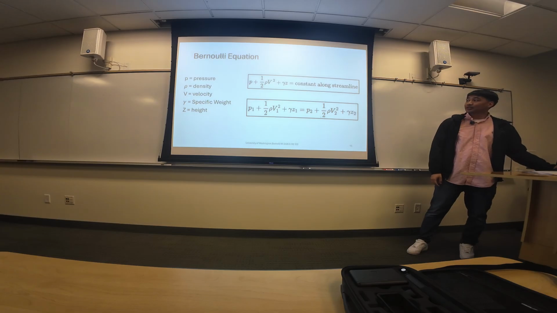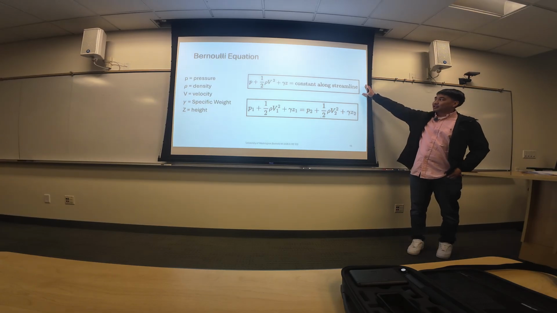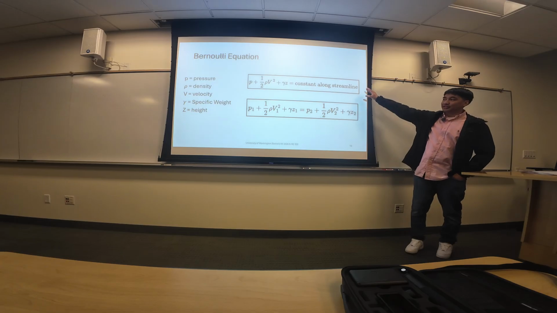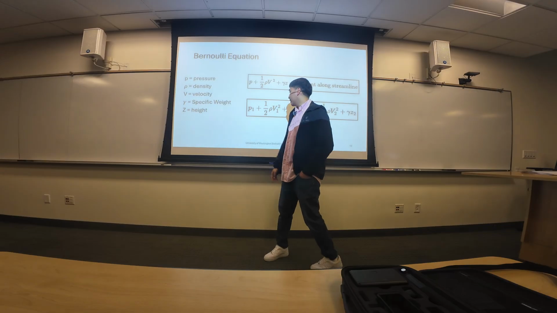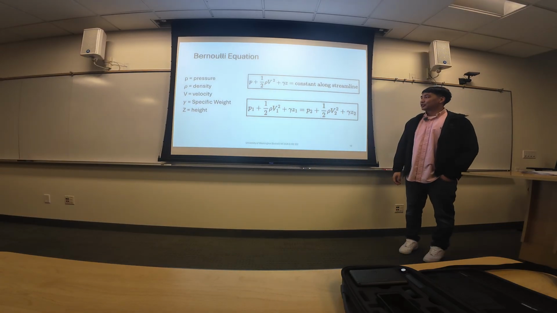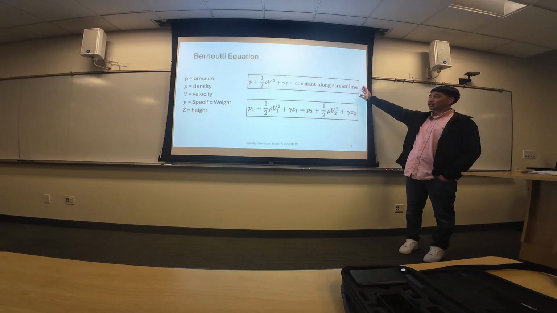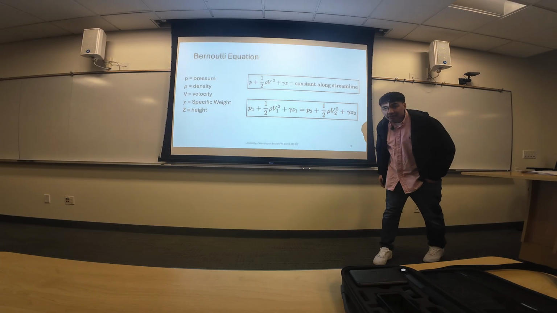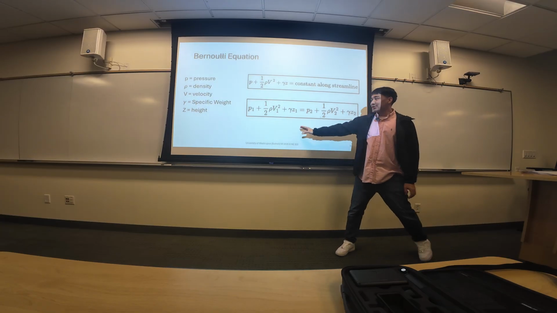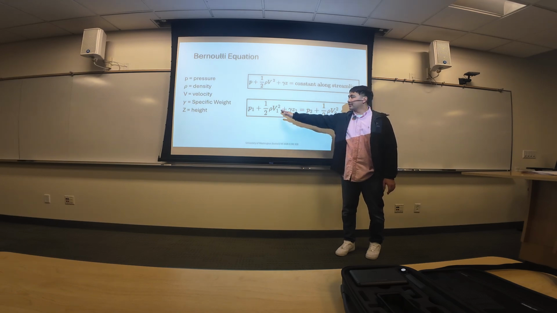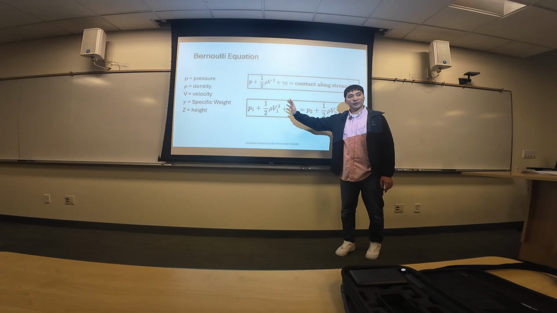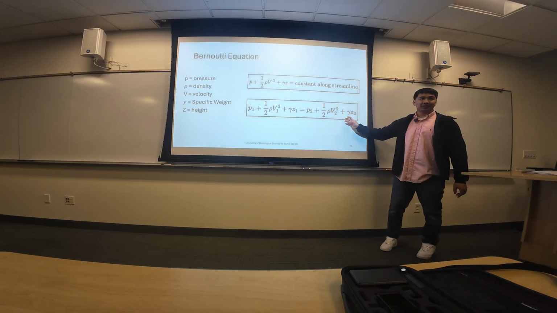Okay, so this is what we derived along a constant streamline. These are the variables: pressure, density, velocity, specific weight, and height. Even though we derived it using a constant streamline, the majority of the time we'll be using this form of Bernoulli's equation. Essentially, you're taking one particular point in your fluid or liquid in a first position, and then a second position.